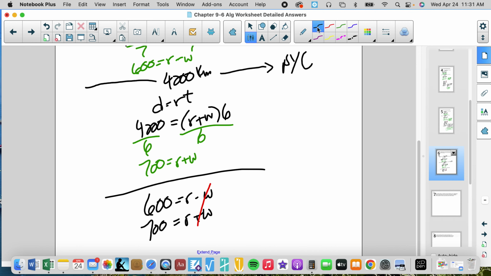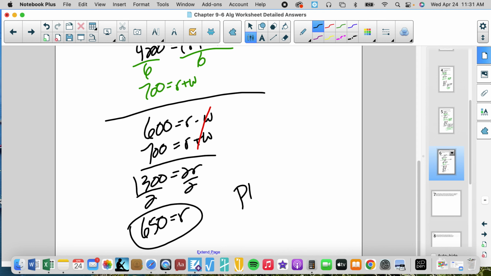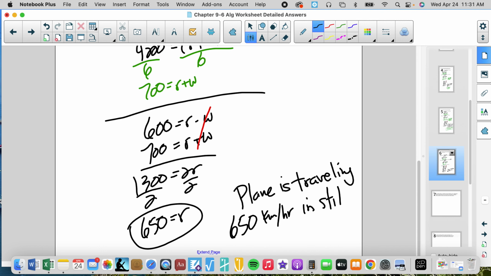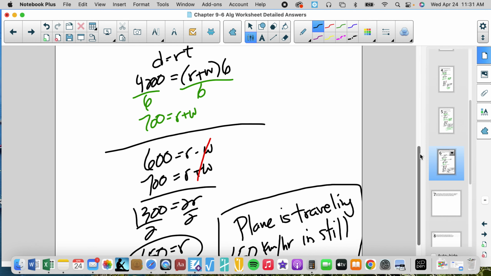Cancel the W's. 1,300 equals 2R, divide by 2, and we get 650 equals the rate of speed. The plane is traveling 650 kilometers per hour in still air, meaning unaffected by the wind. If there was no wind, that plane would be traveling 650 kilometers per hour.